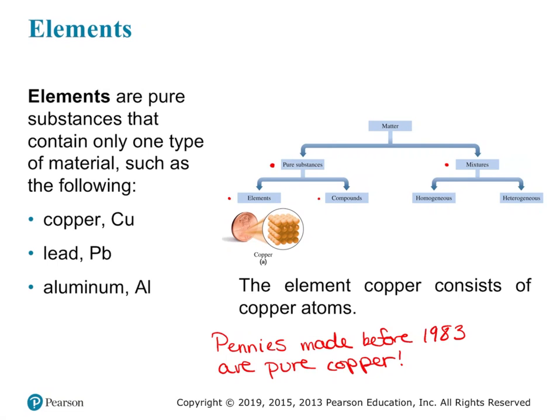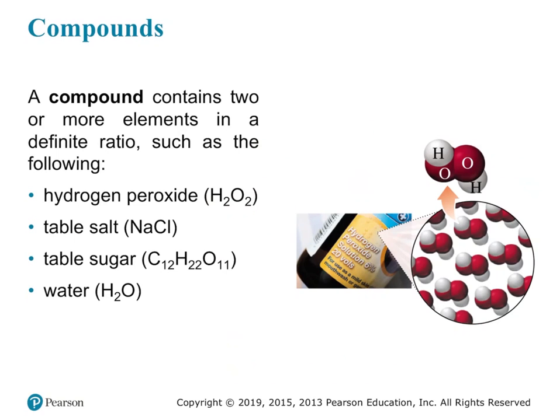Let's talk about compounds. So a compound, again, contains two or more elements in a definite ratio. So we already went over the example of water. Water has two elements that are in a defined ratio. So there's always two hydrogens and one oxygen in water. But there's some other examples listed here as well. So if you use hydrogen peroxide at home to kind of clean out cuts and scrapes, you can also use it to clean up some stains. That is always going to contain two hydrogens and two oxygens per compound.